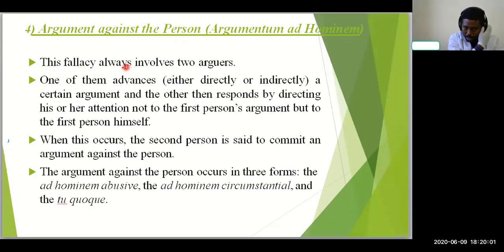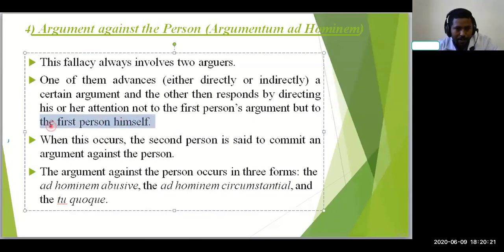In this case, there are always two arguers, always. One of them advances, either directly or indirectly, a certain argument, and the other one responds by directing his orientation not to the first person's argument, but to the first person himself. This is a very key expression. The first person himself, not the argument of the first person. Simply attacking the person, not the arguments of the person. That is why the name of this fallacy is against the person. Against the person, not against the argument.